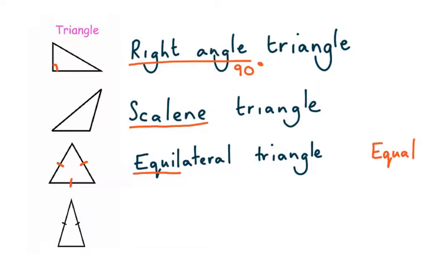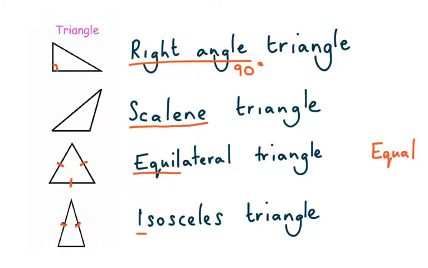Look at the final triangle. The final triangle has two of these lines on it. Remember, those lines mean that those two sides are the same. There's a special name for a triangle that has two sides the same. Isosceles triangle. And this one is a pretty tricky one to spell. I-S-O-S-C-E-L-E-S. Isosceles triangle. They have two equal sides.